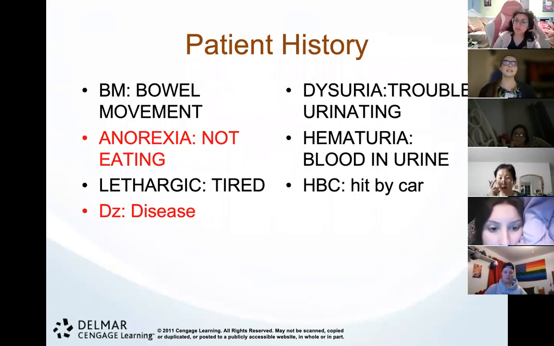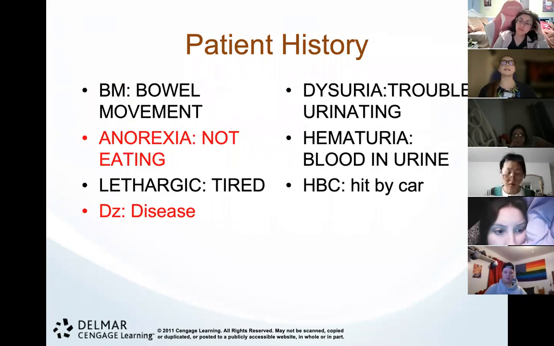All right, getting into some more terms here. BM is bowel movement. Anorexia is not eating, which patients can become anorexic for a number of reasons. This could be like post-op procedure. They're not feeling well. They're coming off of those anesthetic drugs. They might really not want to eat, or if they were through a traumatic event, let's say like hit by car, which is also HBC, which is our abbreviation over here. They definitely are not going to want to be eating.